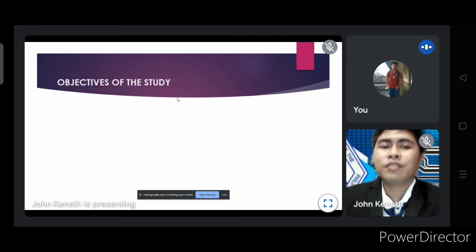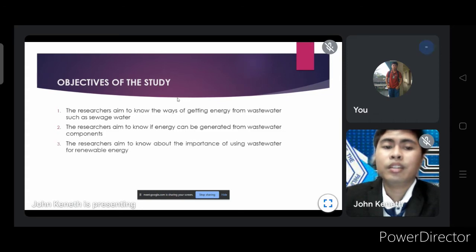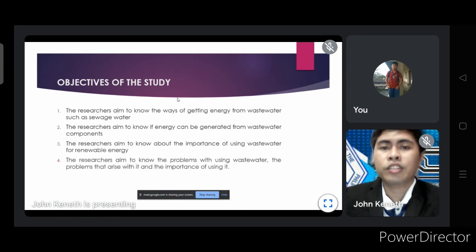The objectives of this study are the following. Number 1. The researchers aim to know the ways of getting energy from wastewater such as sewage water. Number 2. They aim to know if energy can be generated from wastewater components. Number 3. The researchers aim to know about the importance of using wastewater for renewable energy.